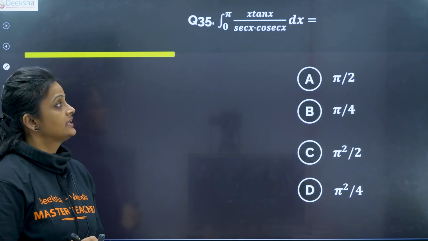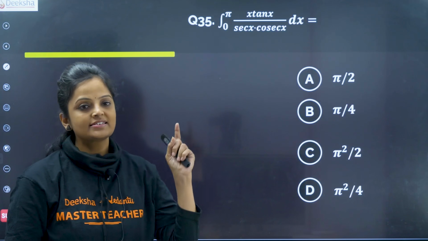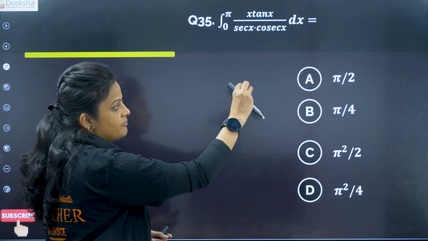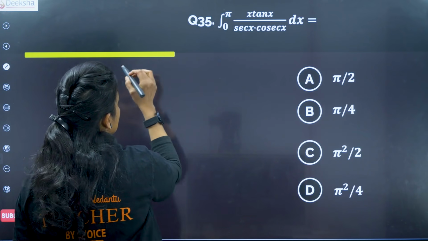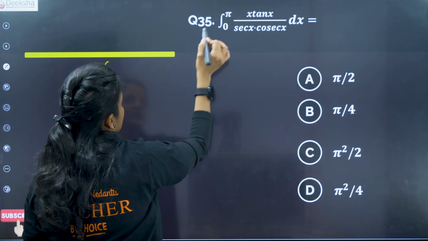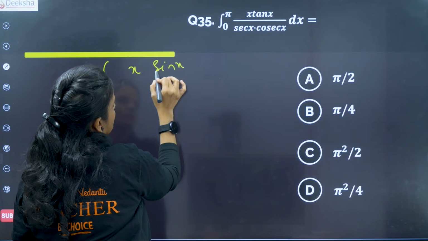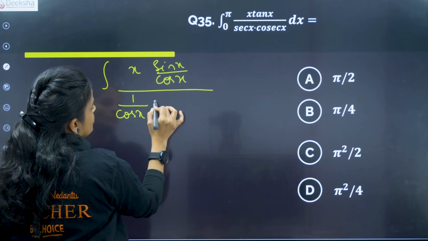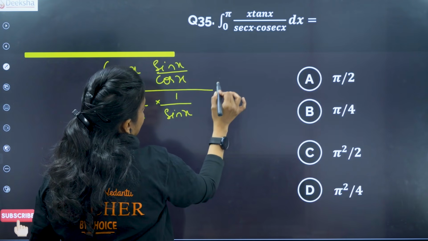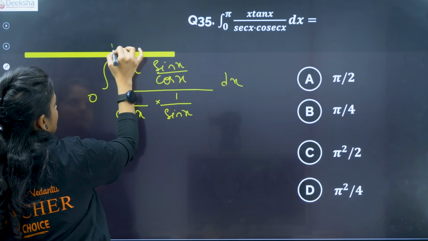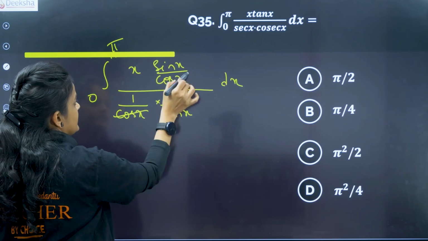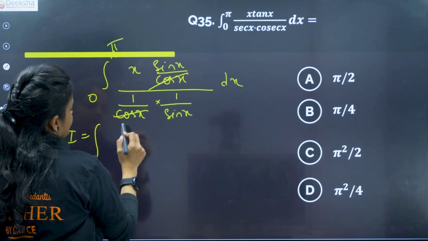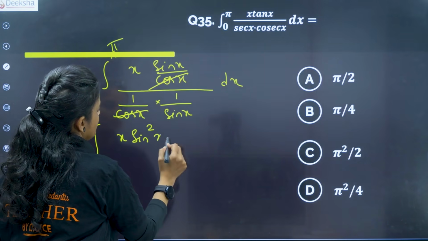Let's see the next question, the 35th question. Integration of x tan x divided by secant x into cosecant x. So the angles are pi by 2, pi by 4. See the options, how they are. Now what will I do? I'll take tan as sine by cos. This is one way to solve this. Secant I take as 1 by cos, cosecant I'll take 1 by sine. Okay, with the same limits. Cos will get cancelled, and sine will go and multiply with the numerator. So I'll get x sine square x. This is what we have to integrate.